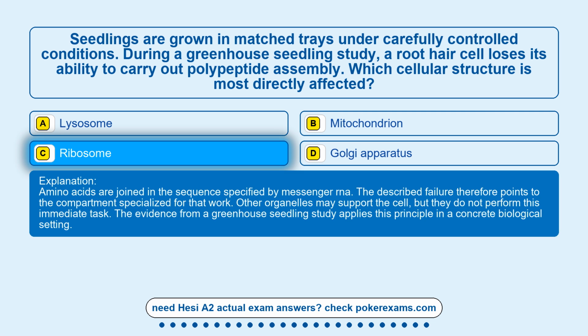Amino acids are joined in the sequence specified by messenger RNA. The described failure therefore points to the compartment specialized for that work. Other organelles may support the cell, but they do not perform this immediate task. The evidence from a greenhouse seedling study applies this principle in a concrete biological setting.